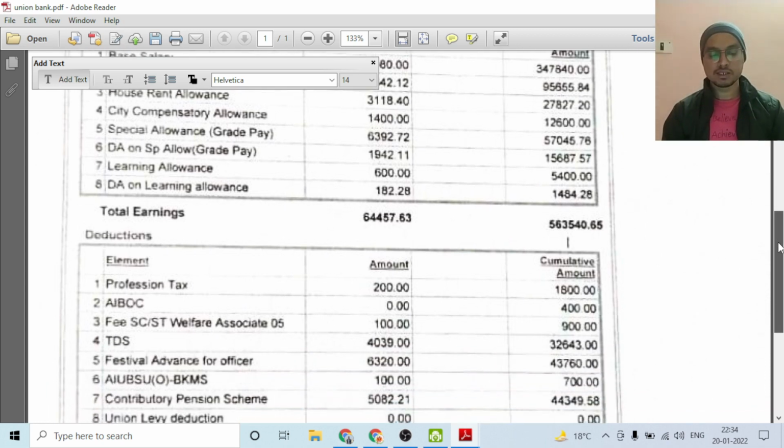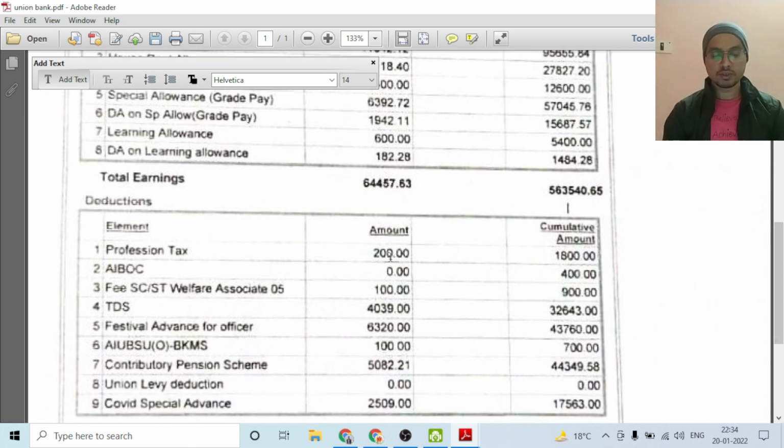What is the deduction? Professional tax, 200 rupees. I told you about ABOC, and ABOC is 0 rupees, so he is not contributing any amount to the union. He pays 100 rupees to the SC/ST welfare association, and TDS of 4,000 is deducted. He has taken a festival advance from the bank, so he has to pay 6,320 rupees each month until he has repaid the whole festival advance.